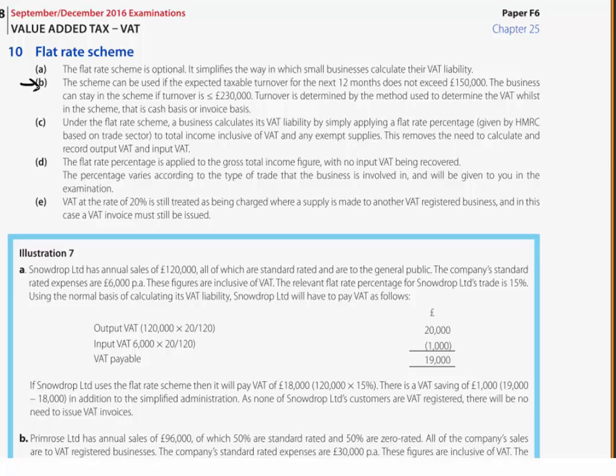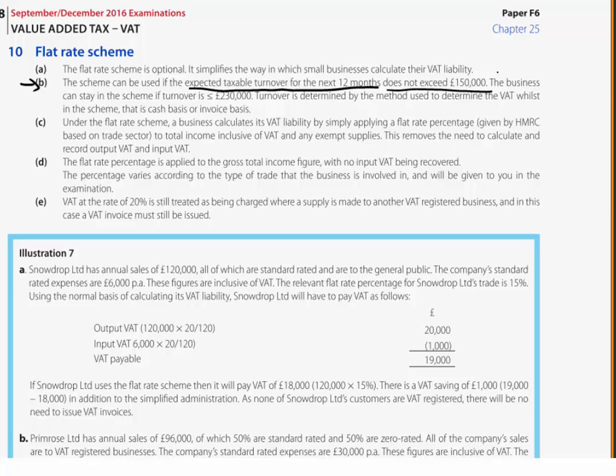If we just look at note B here in this section, the scheme can be used if the expected taxable turnover for the next 12 months, so taxable turnover is the combination of taxable supplies, which is of course both standard and zero rated, does not exceed £150,000. That £150,000 being exclusive of VAT. So if the expected taxable turnover for the next 12 months does not exceed £150,000.